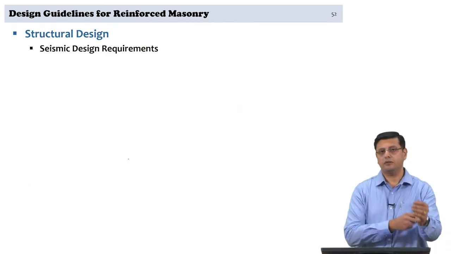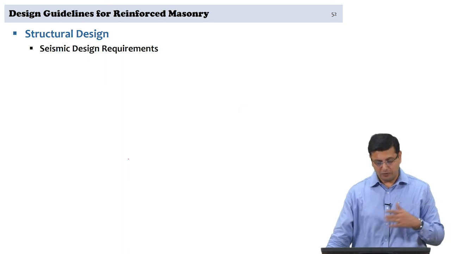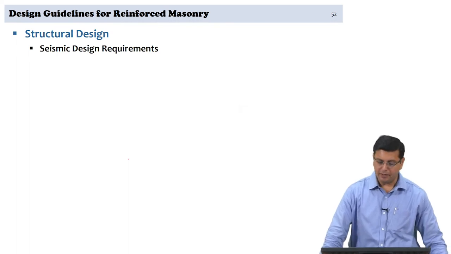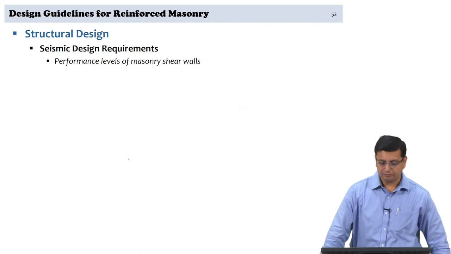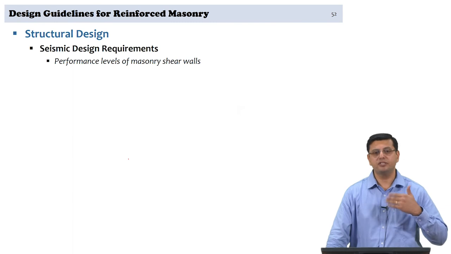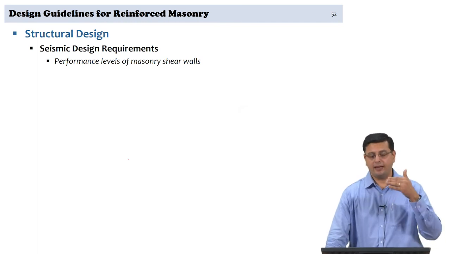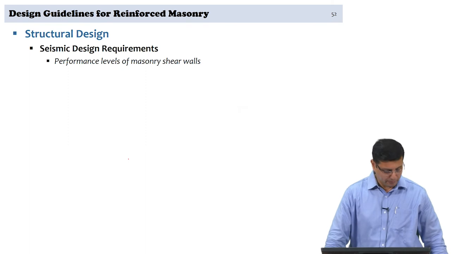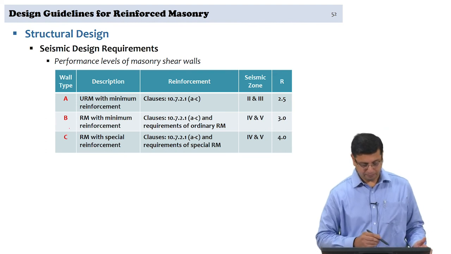Okay, with that, so you have the definitions of the permissible compressive stresses, tensile stresses, and shear stresses. But if you're looking at seismic design requirements, we've seen this in the beginning of the lecture with respect to this module. So I'm just recapping and then giving you an idea of what these detailing requirements would be. So, based on the performance level of the shear walls in the masonry structure, you can designate walls as meant to resist in-plane shear, and design and detail the reinforcement to different performance levels. The different performance levels of the masonry shear walls that the seismic design provisions of the reinforced masonry code considers are 3 different categories: type A, type B, and type C.